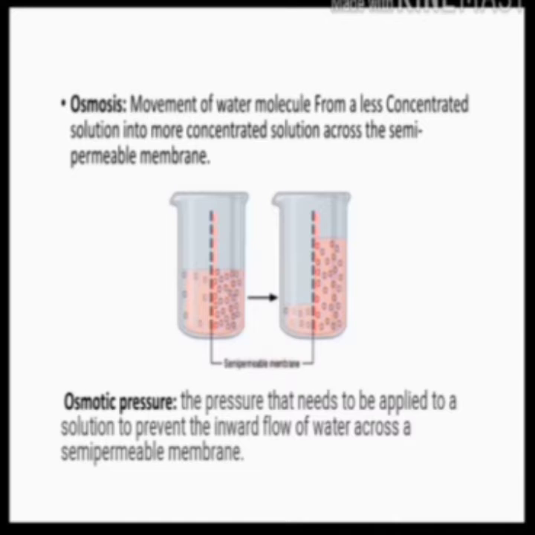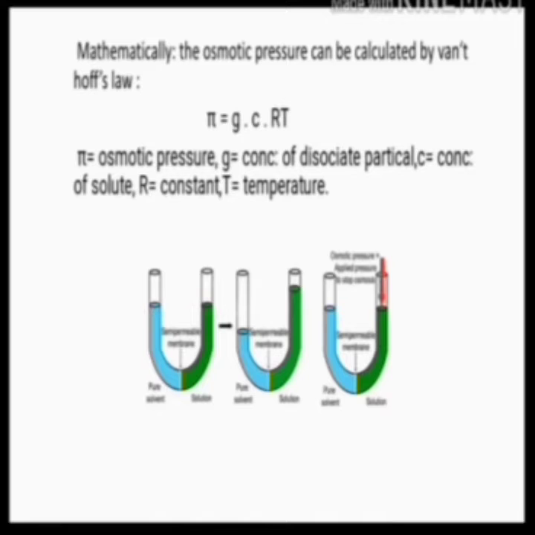Osmotic pressure is the pressure that needs to be applied to a solution to prevent the inflow of water. Simply, the pressure is applied to prevent osmosis, the movement of molecules from low ion concentration towards high ion concentration. Here you see a figure. Here pure solvent or water is present. Here a solution is present which contains a large amount of solute molecules. Osmosis occurs between them.